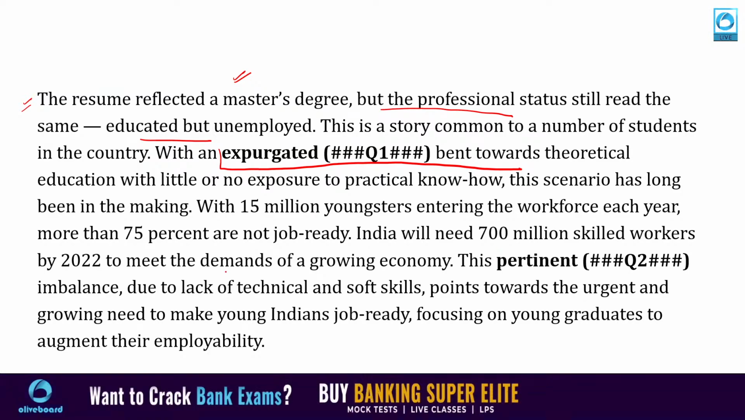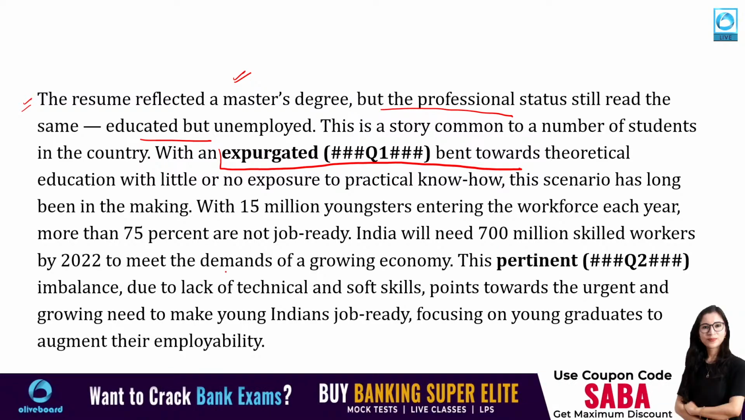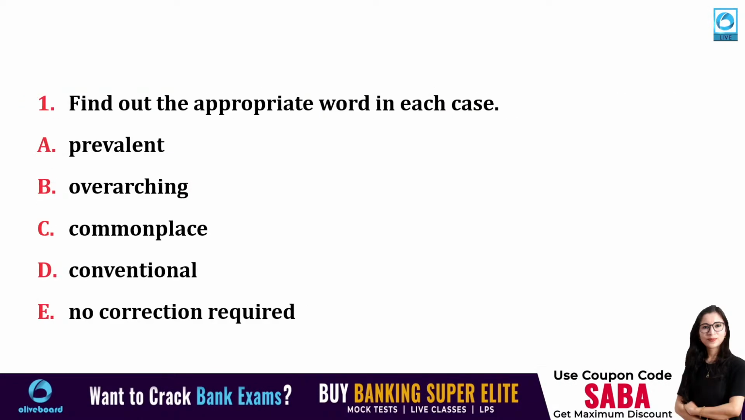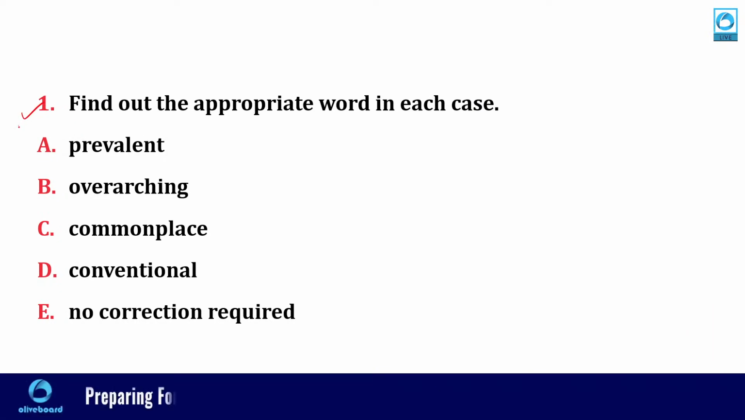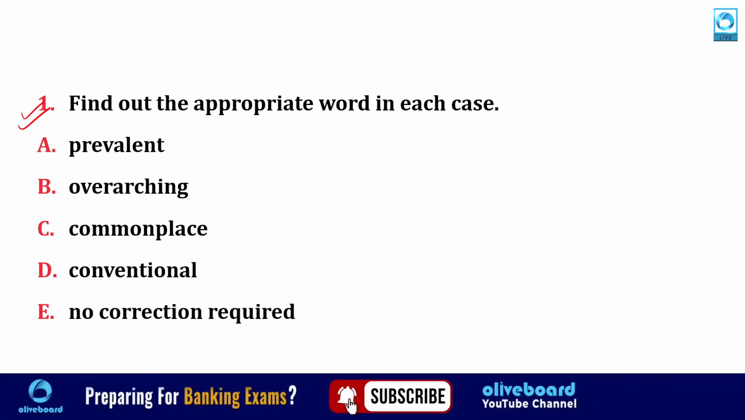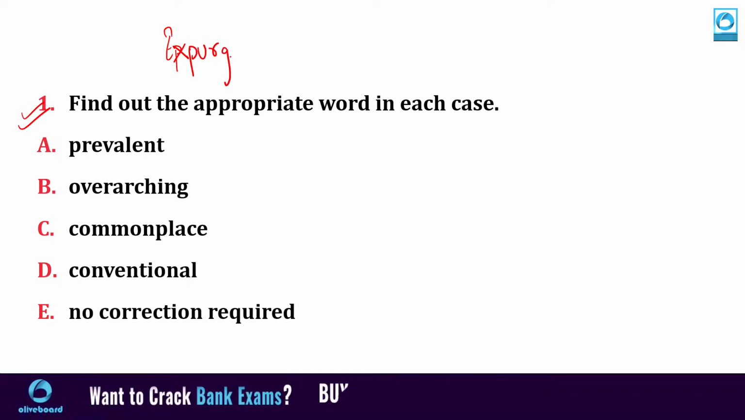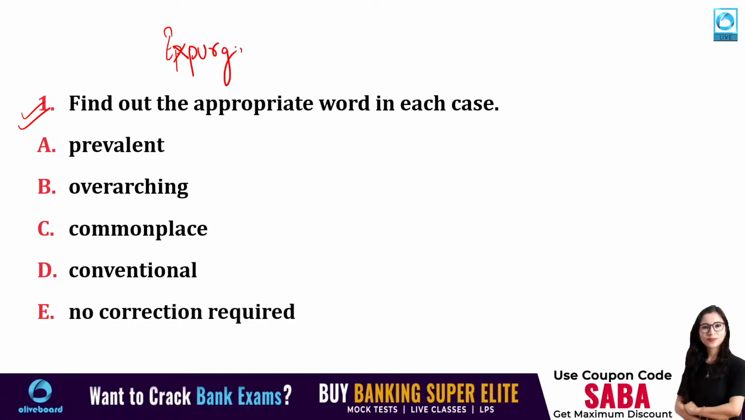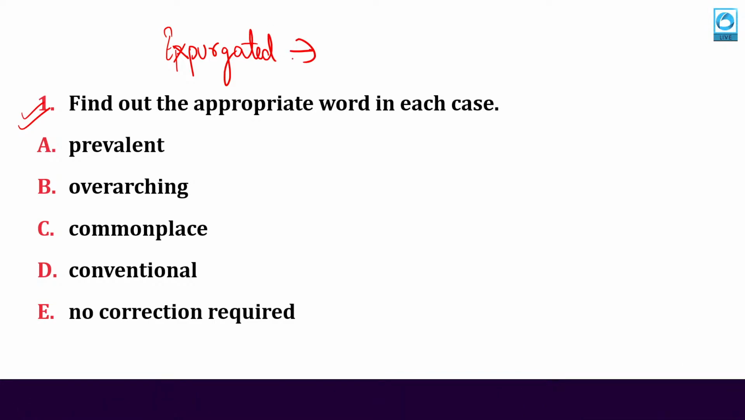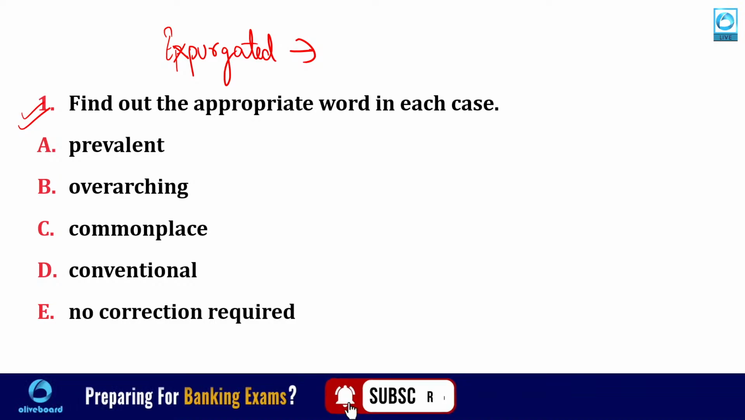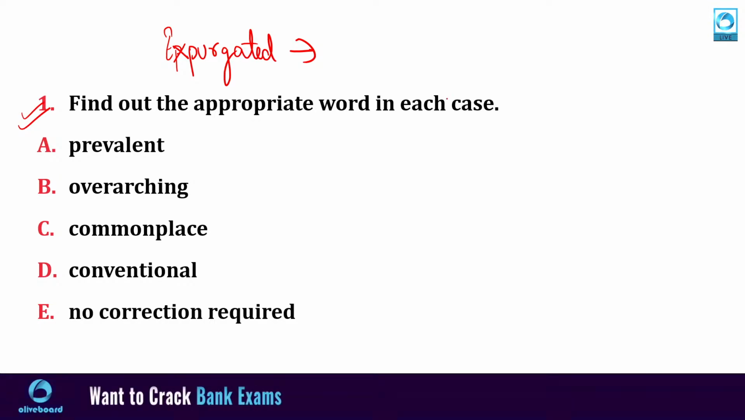This scenario has long been in the making. Okay, पहले options देखते हैं. These are the options for first blank. पहले आप guess कर लीजिए, then I will tell you each and everything. Expurgated को replace करके क्या आएगा? लेकिन सेंस आ रहा है expurgated का. जब मीनिंग नहीं पता तुम्हें तो सेंस कैसे आ सकता है? If you do not know the meaning, then how can it make sense? Tell me. Options are before you. Start guessing.